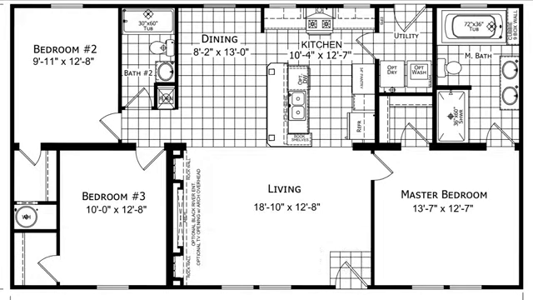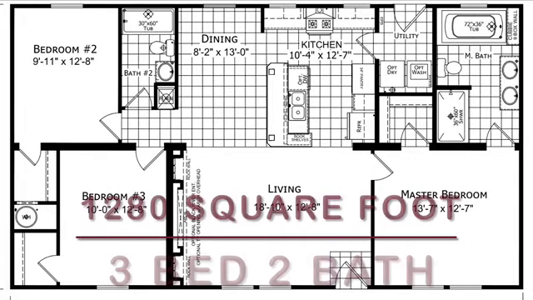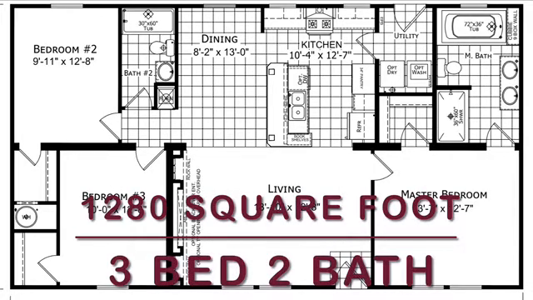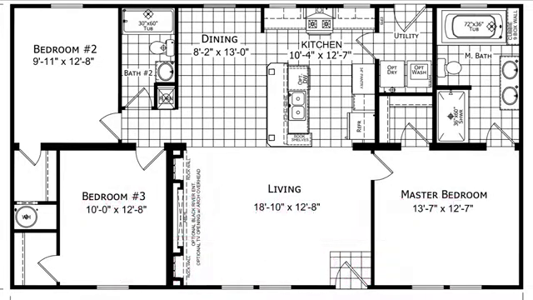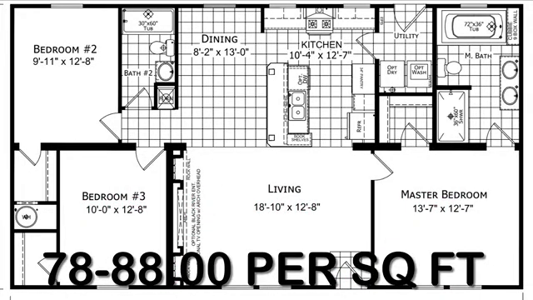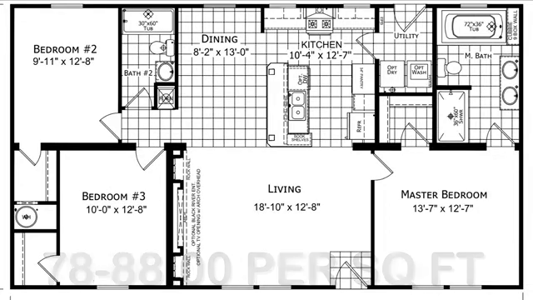This is a layout for a double wide. It is 1,280 square feet, a 3-bedroom, 2-bath. And this home, as a double wide, will run you anywhere from $78 to $88 a square foot. Now, guys, there are exceptions. You can go into this floor plan and load it up with upgrades and it'll run you above $88 a square foot. But as a general rule, for the purposes of this answer, for this plan, you're going to be somewhere between $78 and $88 a square foot to order it as a double wide.